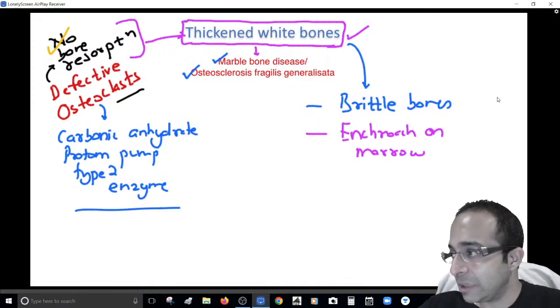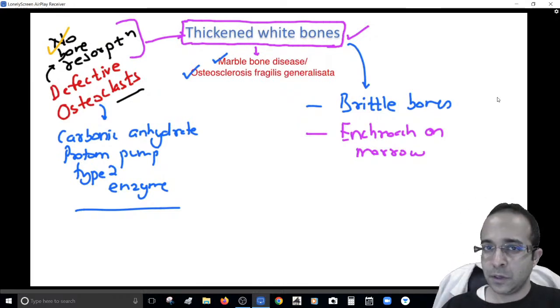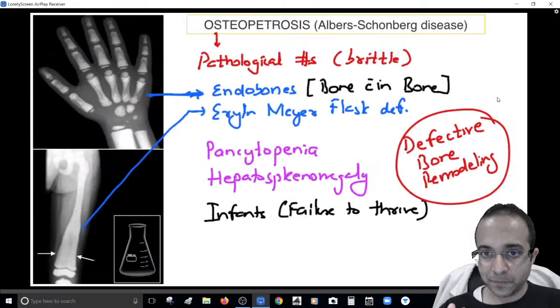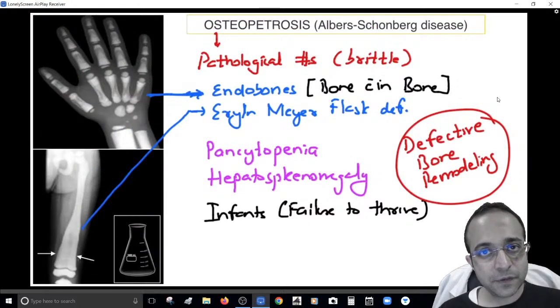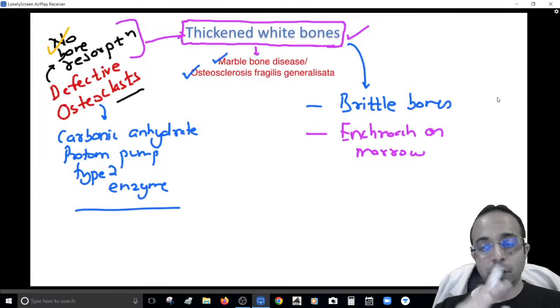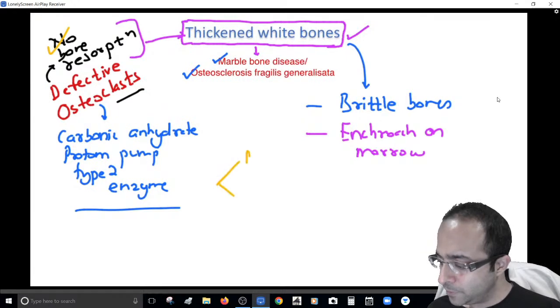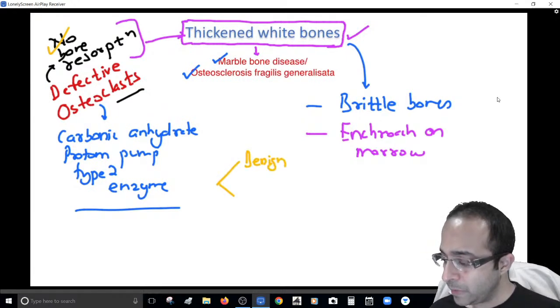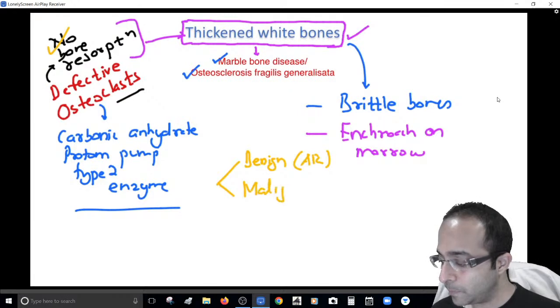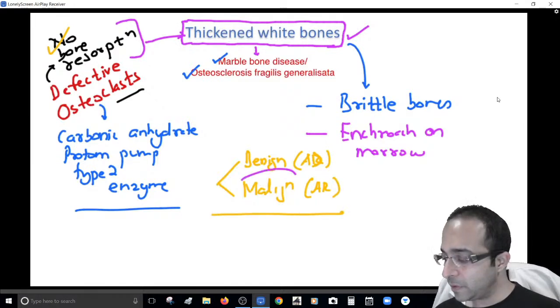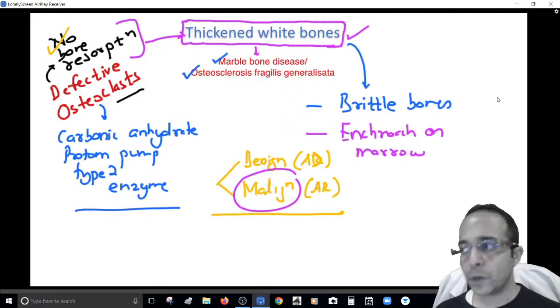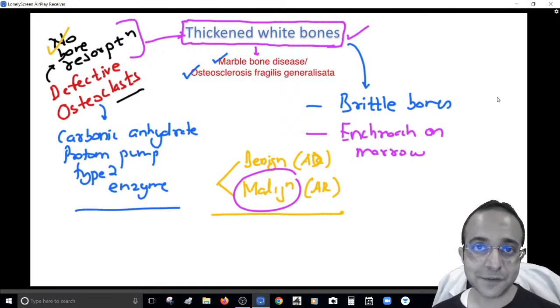So I hope you are thoroughly clear with the spectrum of osteopetrosis. You understood the classical clinical features, the reason behind these clinical features, you've seen the diagnostic x-rays, and you've understood how osteopetrosis results. Let me tell you, in osteopetrosis there's a benign form, which is autosomal dominant, and there is a malignant form, which is autosomal recessive. It is the malignant form that troubles the infants. So I think perhaps the x-ray that was shown to you was of the malignant form.